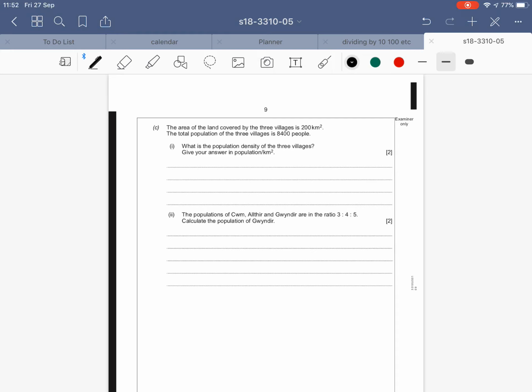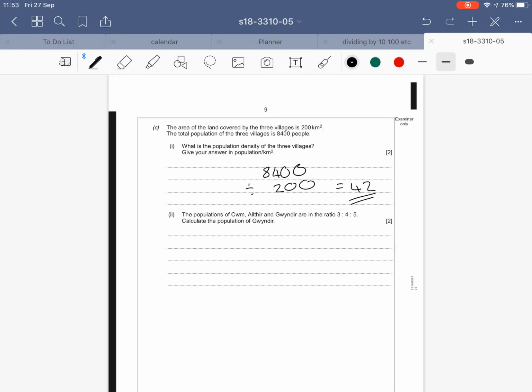The area of land covered by 3 villages is 200 kilometers squared. Total population of 3 villages is 8,400 people. What is the population density? Density is just the number of people divided by the area, basically. So density is your 8,400 divided by your 200, which is 42.